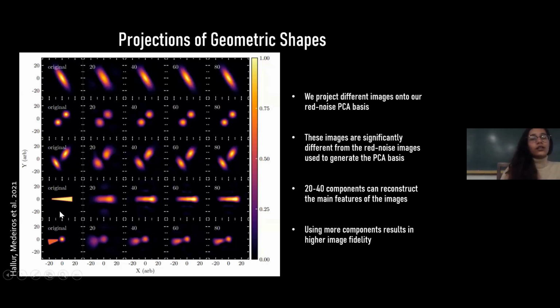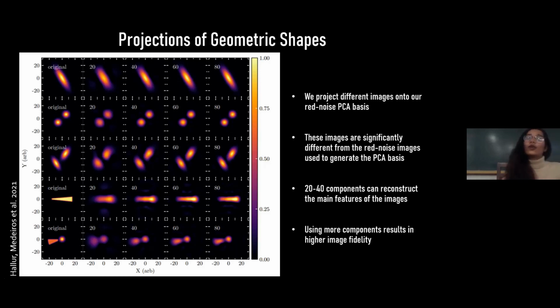These are original images that I'm using, but they're not actual physical images. They are synthetically generated. And these are the reconstructions with 20, 40, 60, and 80. So we project this image onto 20 components, 40 components, 60 components, 80 components. And 20 and 40 already start to reconstruct the general image morphologies, which is good because we used 8,000 images, and just with 20 and 40, we were able to reconstruct this image, which was very different from my training set. Of course, as you increase the component number, the image fidelity increases, which is expected.